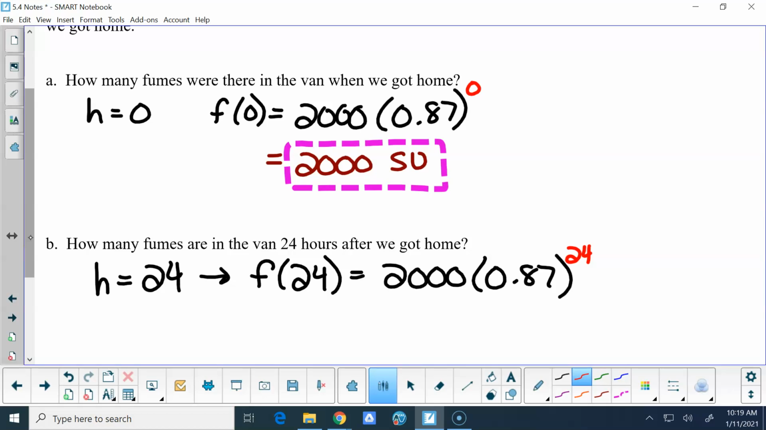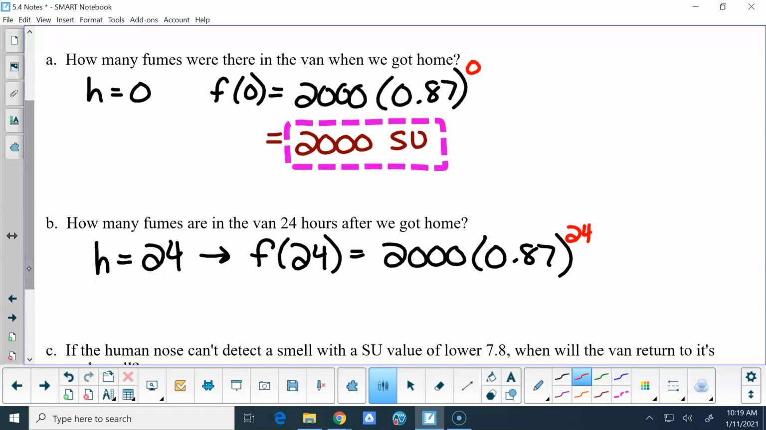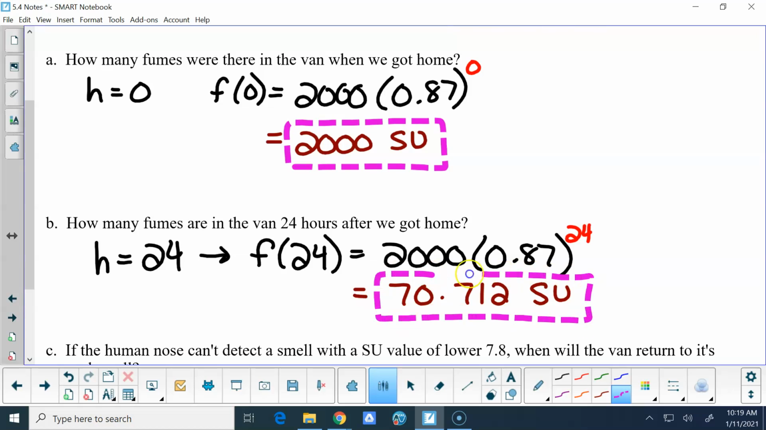2,000 times 0.87 raised to the 24. Anybody, what do we got? How many stanky units? Let's round to 3 decimal places. 712. Agree? Yeah.